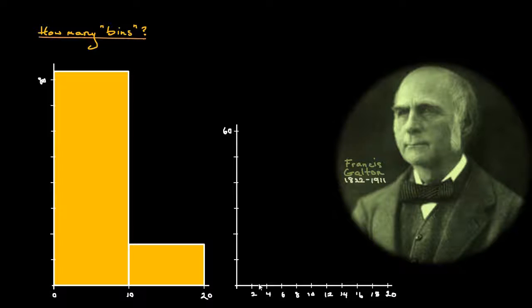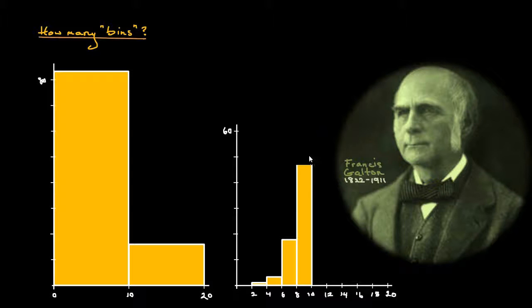16 and 18, 20. There we go. Well, as we've seen, and if we just quickly draw in the data that we had before, this gives us a much better sense of the distribution of the data, so that we can look at the shape made by these bars and see very clearly that it's pretty close to the normal distribution.